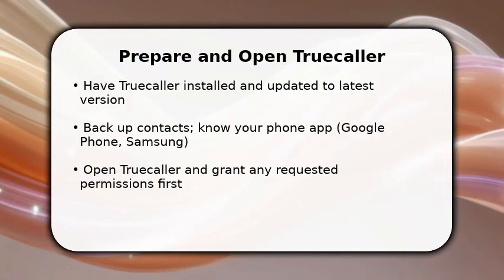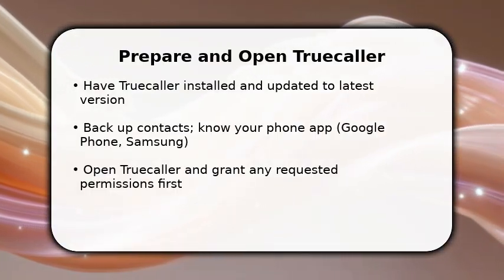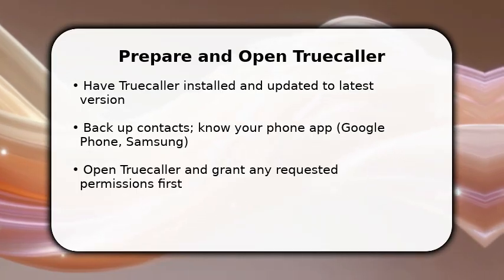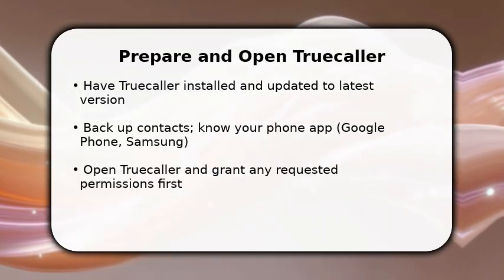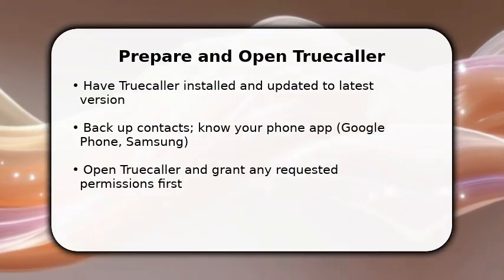You start by confirming basics. Truecaller is installed and updated, and you know which phone app you use. Once done, open Truecaller and grant temporary permissions if asked so settings are visible. You do this because some options hide without permissions.